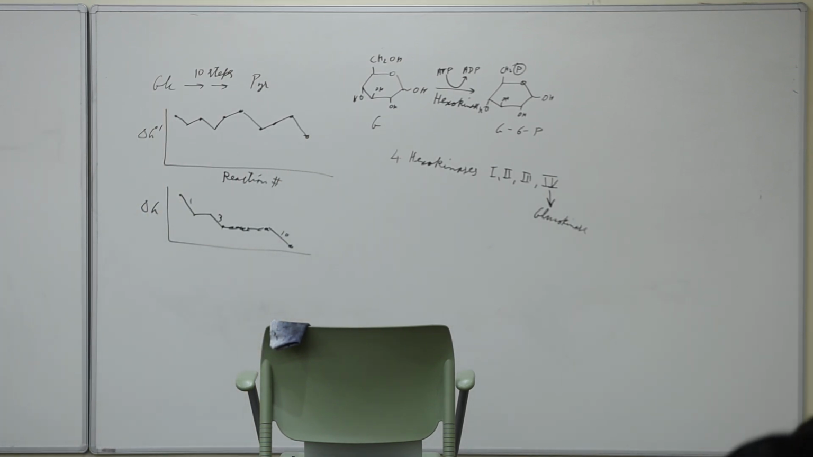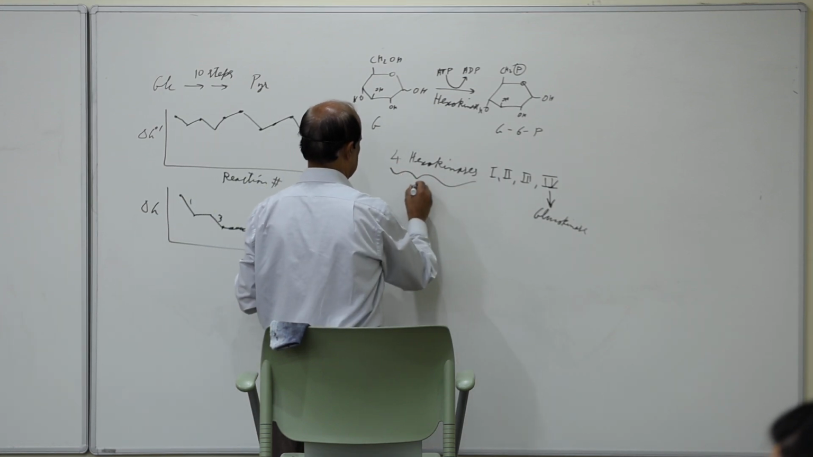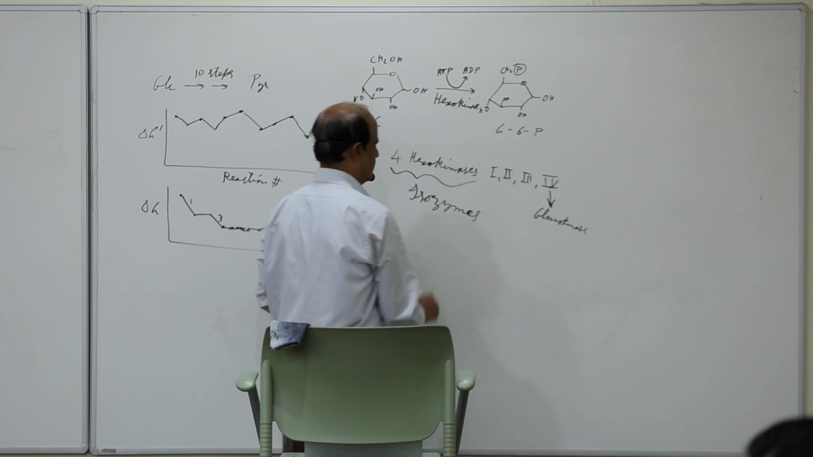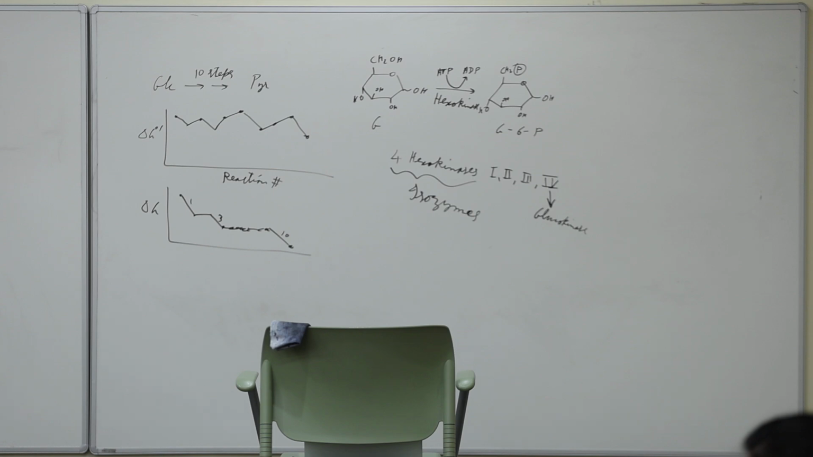Anytime you have more than one enzyme doing the same reaction, why do you need more than one enzyme doing the same reaction? But there are some of them. When that happens, those are called isozymes. So 4 hexokinases will be called isozymes. And for all enzymes, you won't find isozymes. You will find isozymes for only some enzymes. And what is special about these enzymes?